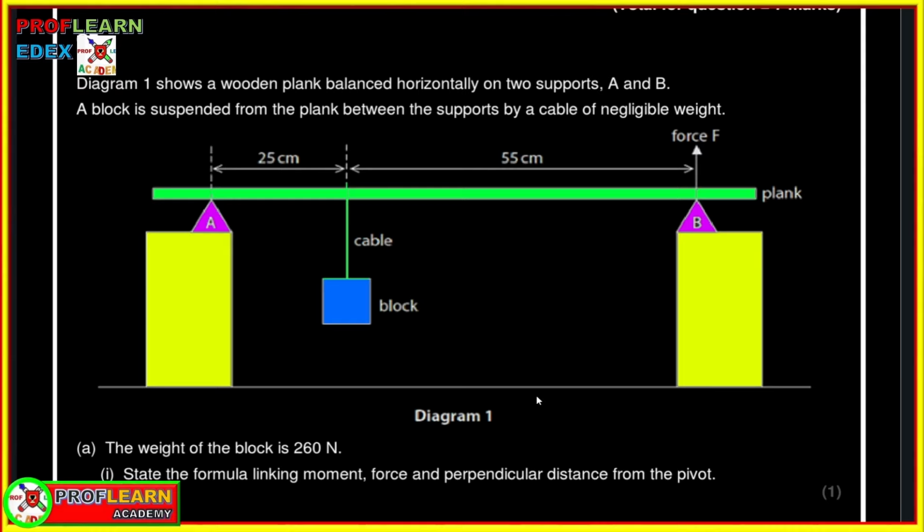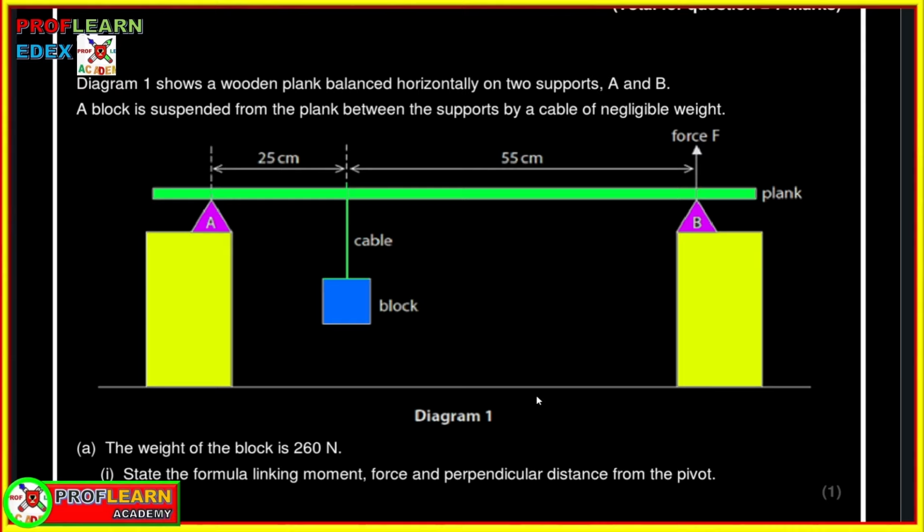And I'm going to demystify that, taking you through what you're supposed to do. In this case, what you need to know is that when you are calculating maybe the force at F, you are going to take A as the pivot. So all the distances will be measured from where the pivot A is. The diagram shows a wooden plank balanced horizontally on two supports, A and B.